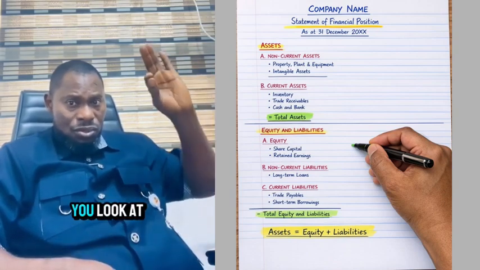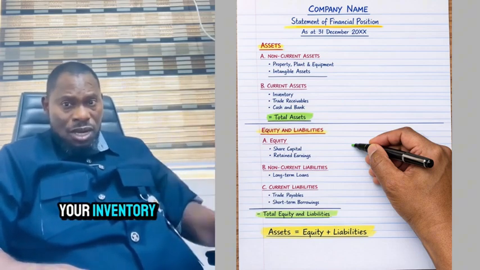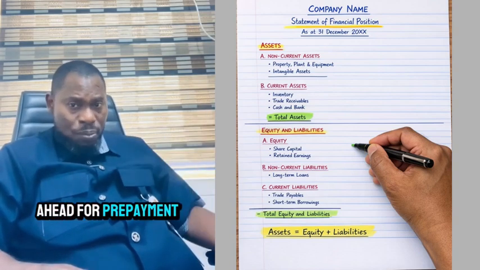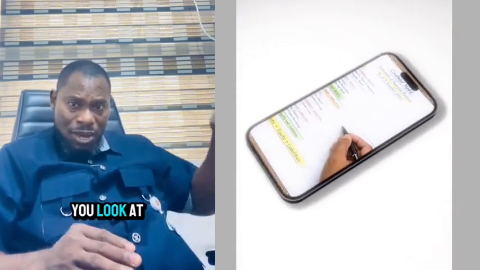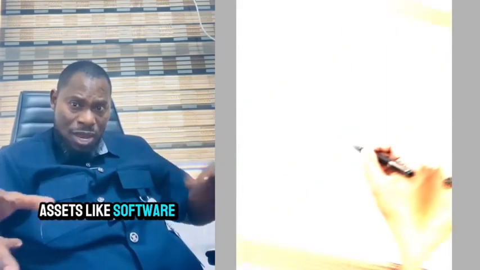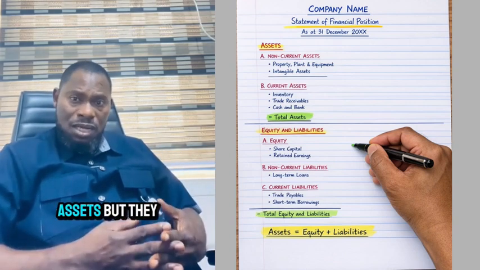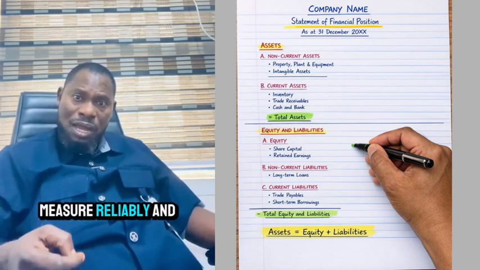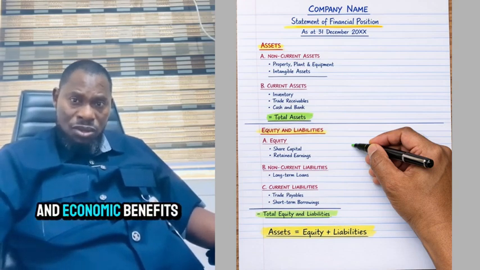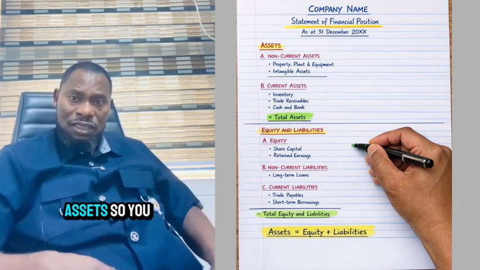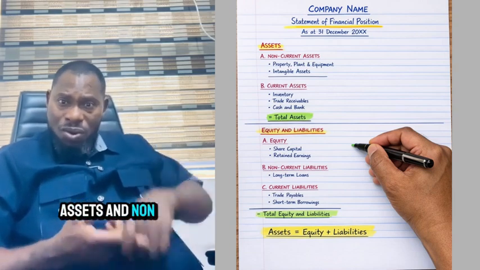So your assets, you look at your cash, you look at your cash equivalents, you look at your inventory, you look at what you paid ahead for prepayment, which you have paid for but not yet enjoyed. All these are part of your assets. You look at intangible assets, assets like software, assets like goodwill that you cannot see. They are not physical in nature. All these are assets, but they are things that you can measure reliably, and they bring about an inflow of resources embodying economic benefits to the organization. So you have tangible assets, you have intangible assets, you have current assets and non-current assets.